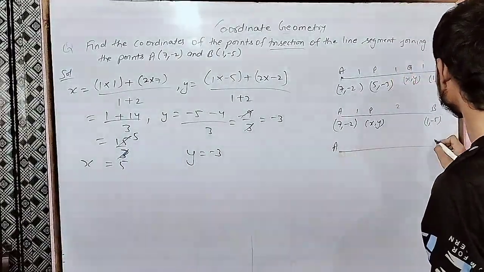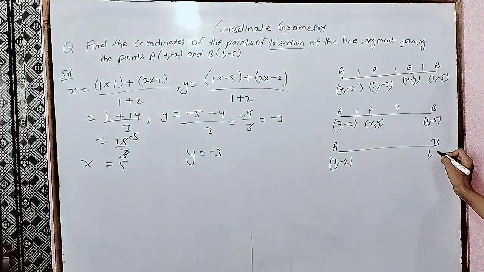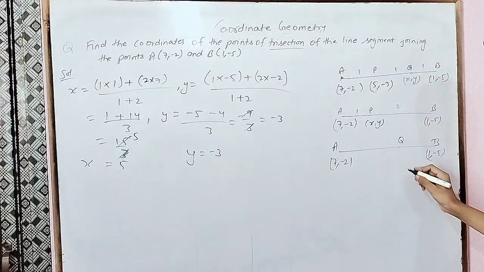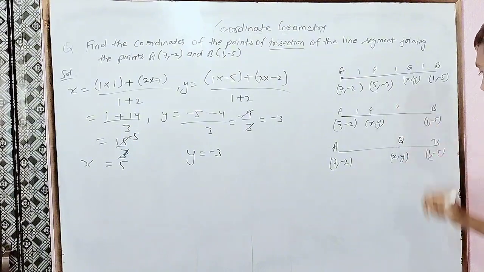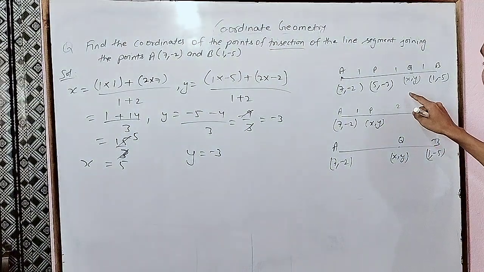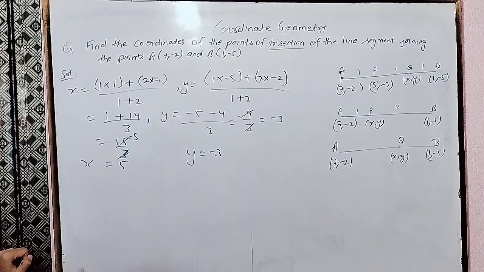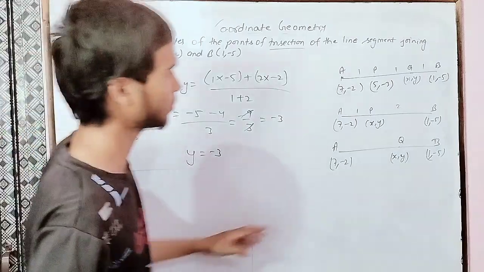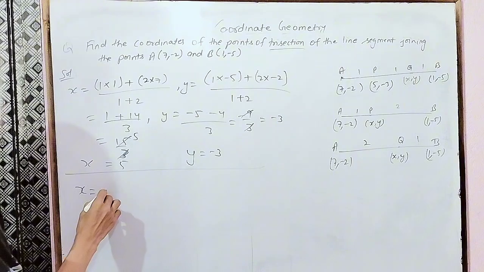So this is A, this is B: 7 comma minus 2 and 1 comma minus 5. Now it's the turn of Q, which we don't know yet. We have found this coordinate. Now we are going to find this coordinate, so we will apply the section formula again. Now m1 will become 2 and m2 will become 1.